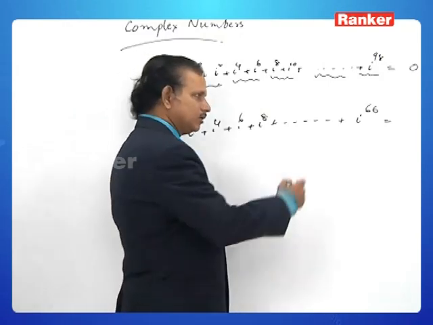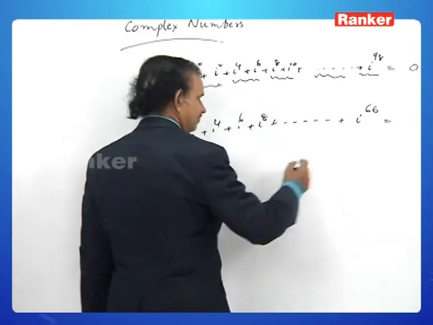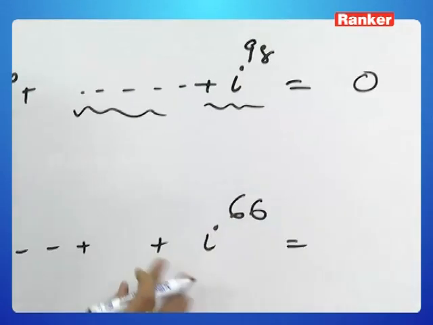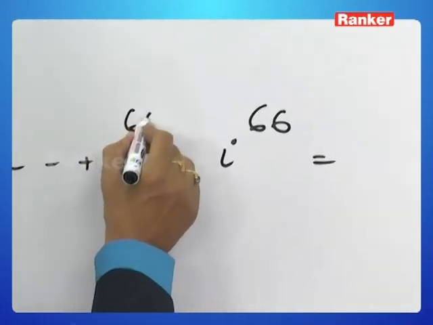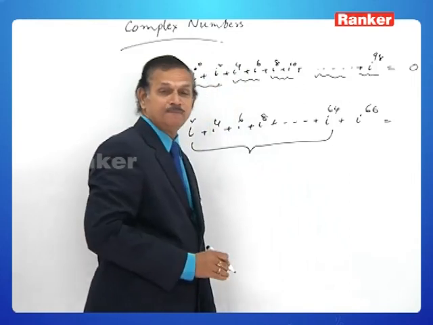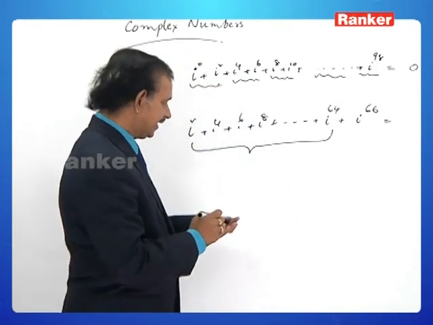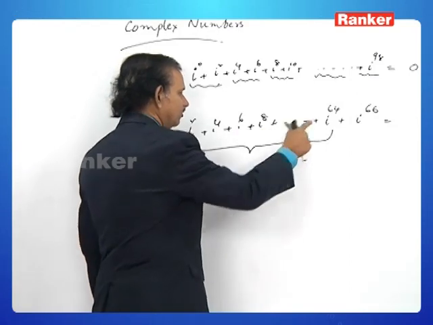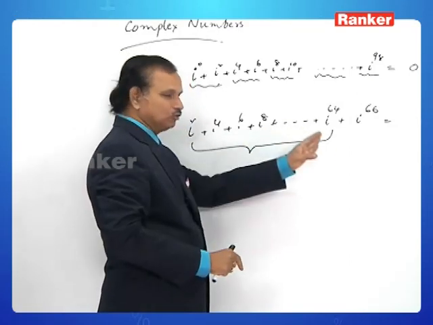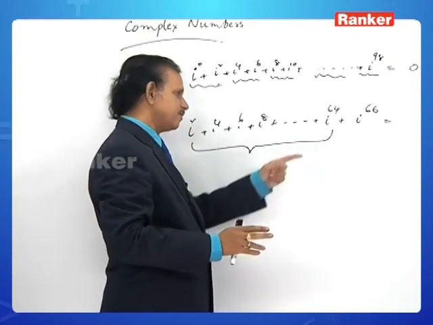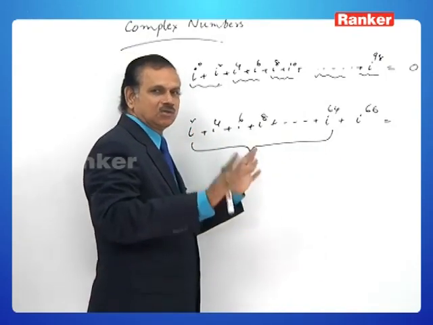Now, you try to estimate this sum. Observe the previous term also. It is i power 64. So far, how many terms are there? 32 terms are there. If you add 2 terms at a time, you get 0. Here up to this point, we have 32 terms, so it is 0. So what remains? i power 66 only remains.